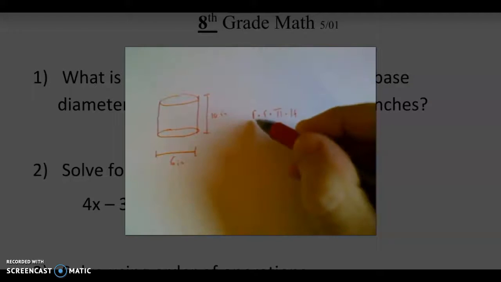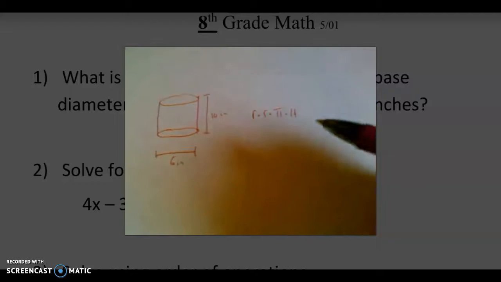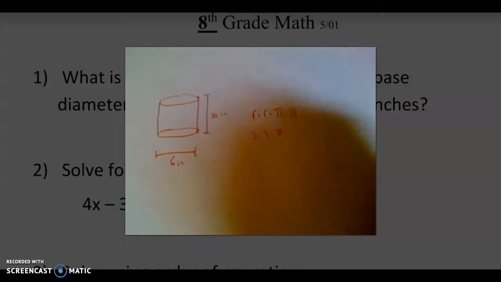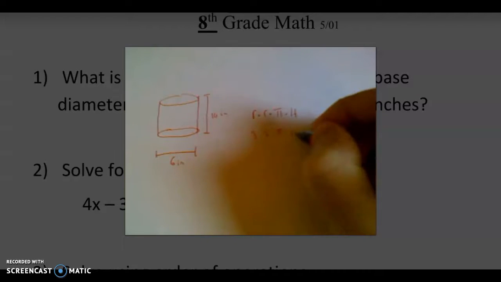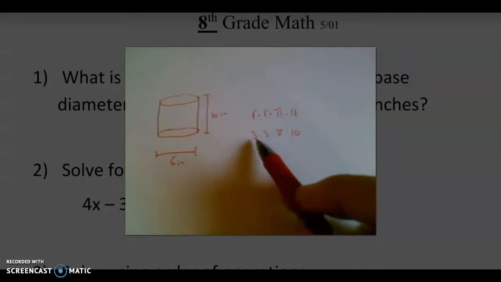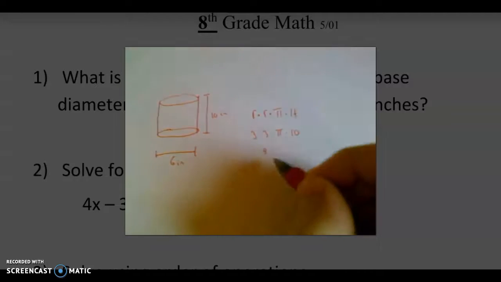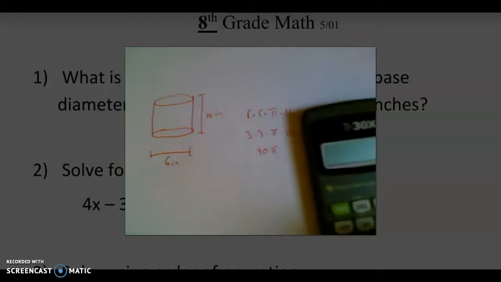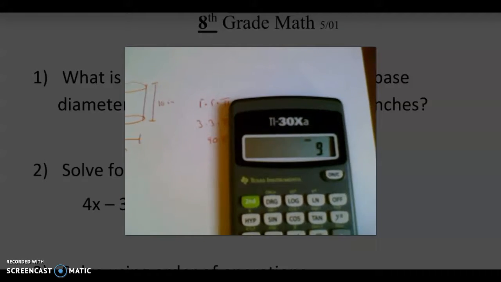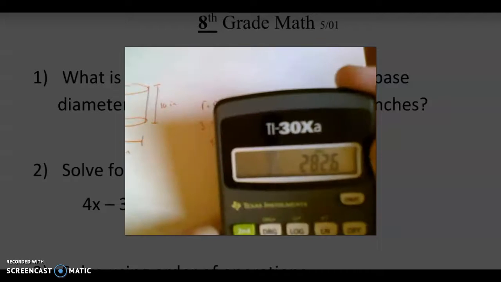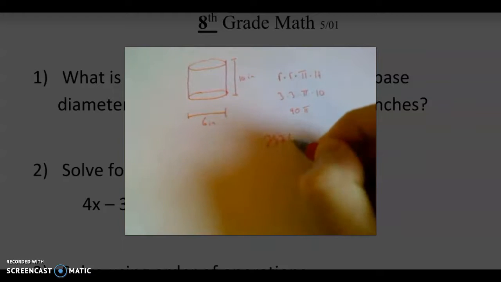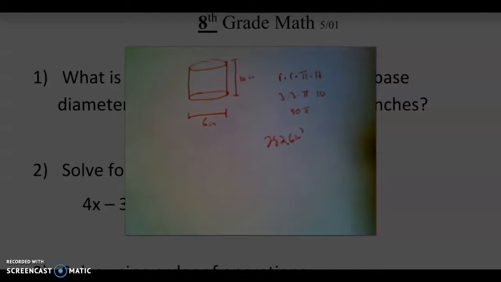So to do this, I need to know the radius. Since the diameter is 6, the radius is half of that, or 3. So 3 times 3. We'll just keep pi for now, and then the height is 10. And I go through and I multiply that. So 3 times 3 is 9. 9 times 10 is 90, and then times pi. So you could say the answer is 90 times pi, or if you want to estimate pi, 90 times 3.14, and you get about 282.6. And because it is volume, it would be inches cubed.